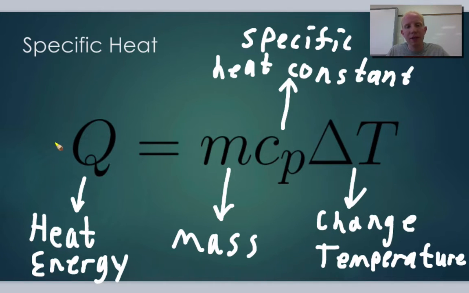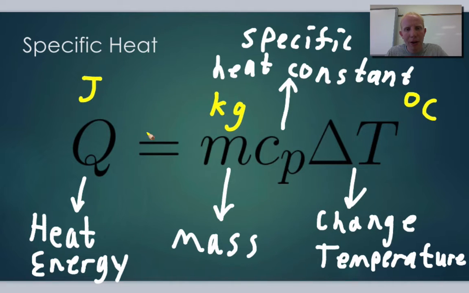So let's solidify the units. If we think about this in terms of energy, then heat energy is just joules. Now we know that the mass is going to be in kilograms, and the temperature is going to be either in Kelvin or degrees Celsius. Let's just imagine it's in degrees Celsius for right now. We're trying to get from kilograms times degrees Celsius to joules.